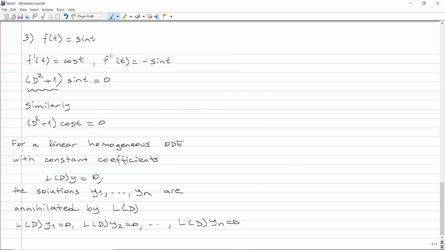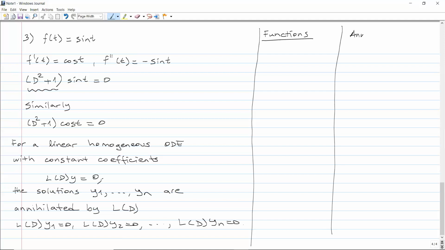So when you're trying to find the annihilator of a function, you can think of it this way. Is your function a solution of a linear homogeneous ordinary differential equation with constant coefficients? If it is, what kind of an equation? So depending on our experience with homogeneous linear equations with constant coefficients, I want to give you a list of some functions and their annihilators.